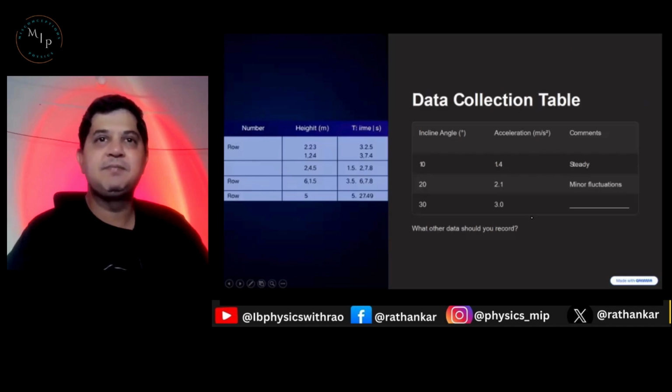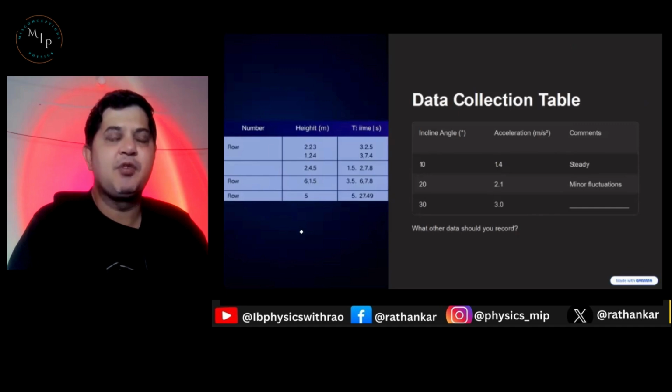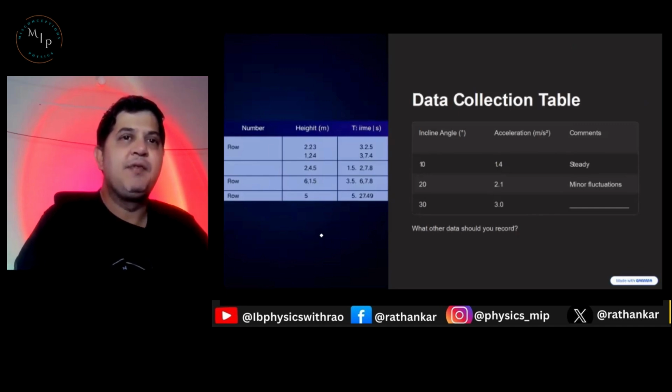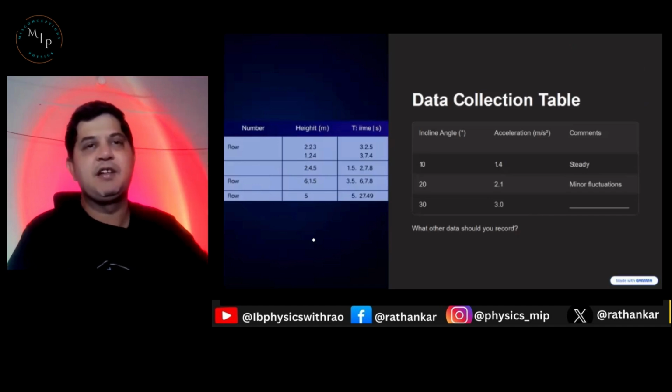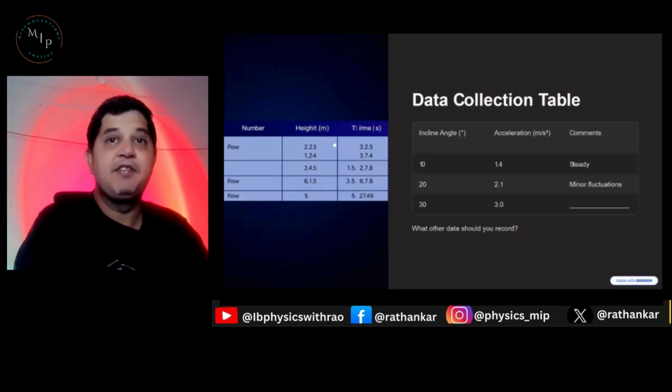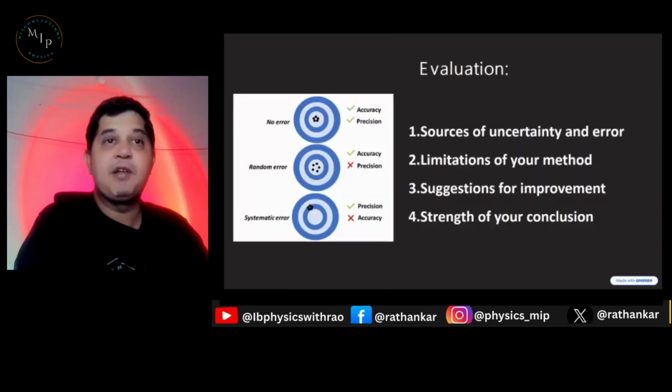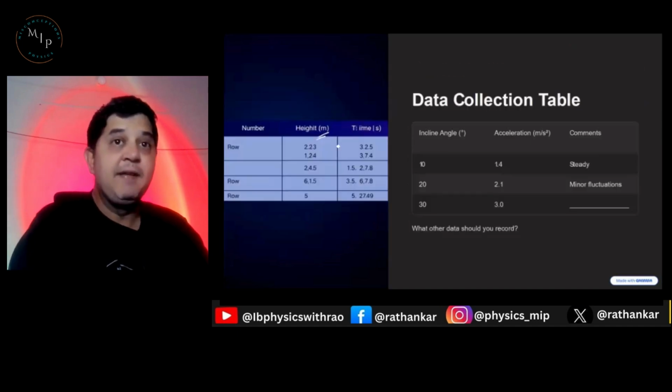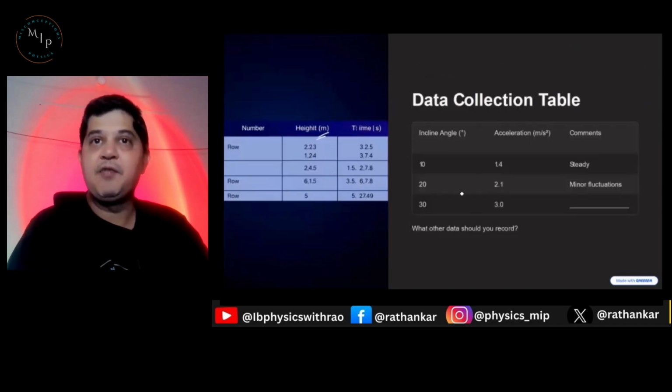Then next, data collection table. So you put across what it is that you measure. If you are dropping an object, use height and time, and see to it that you put the units properly. Use the uncertainties properly. Or if you are using something like the angle of the incline, use that here. What other data you want to record, mention everything over here. And what are the comments that you put across while you do it?